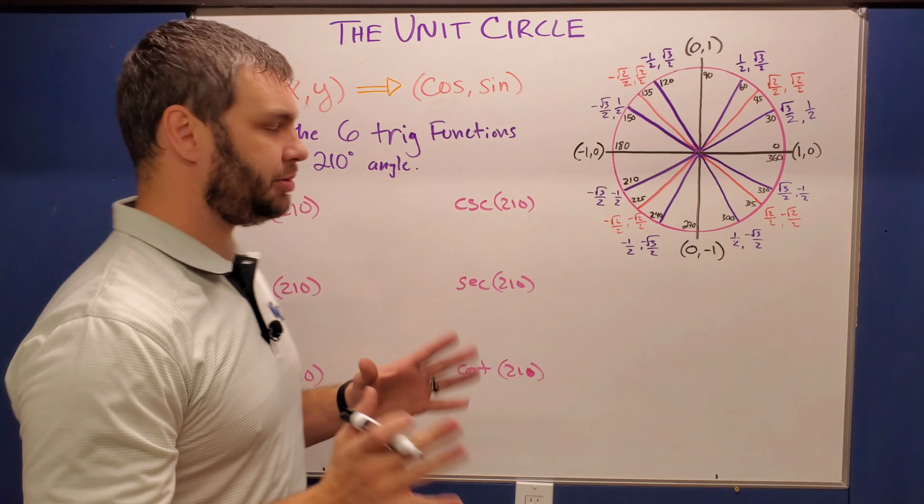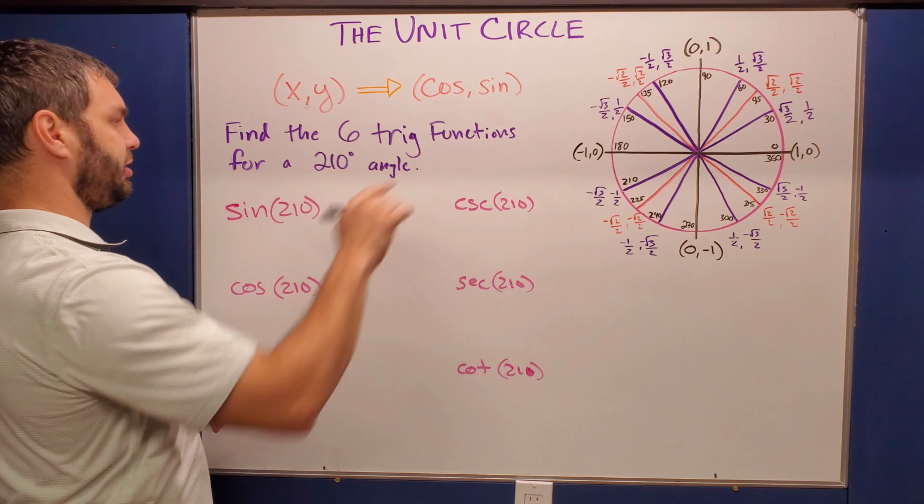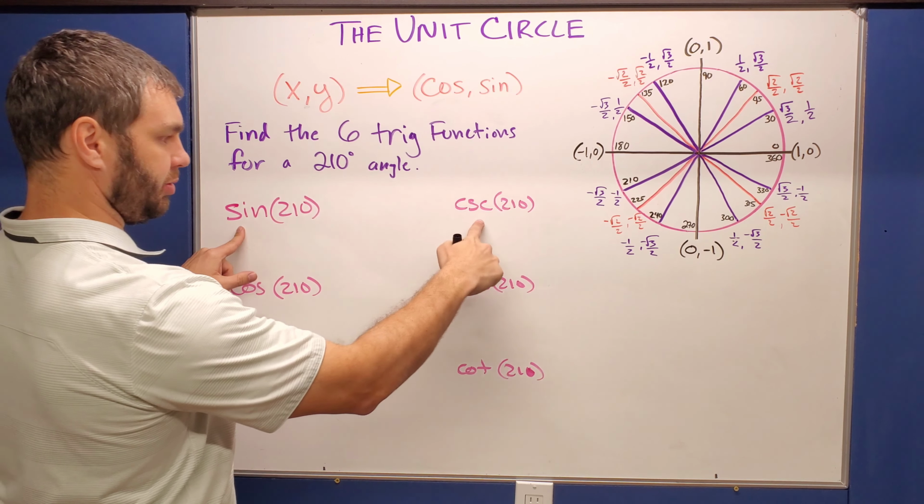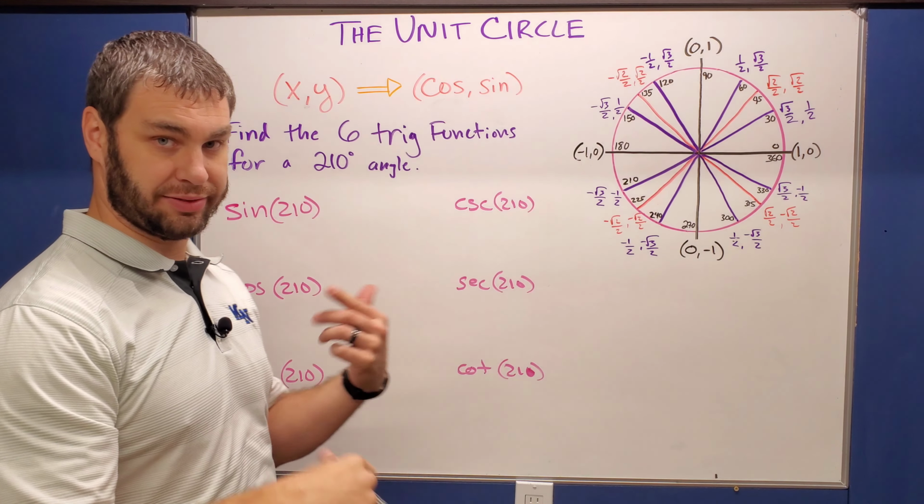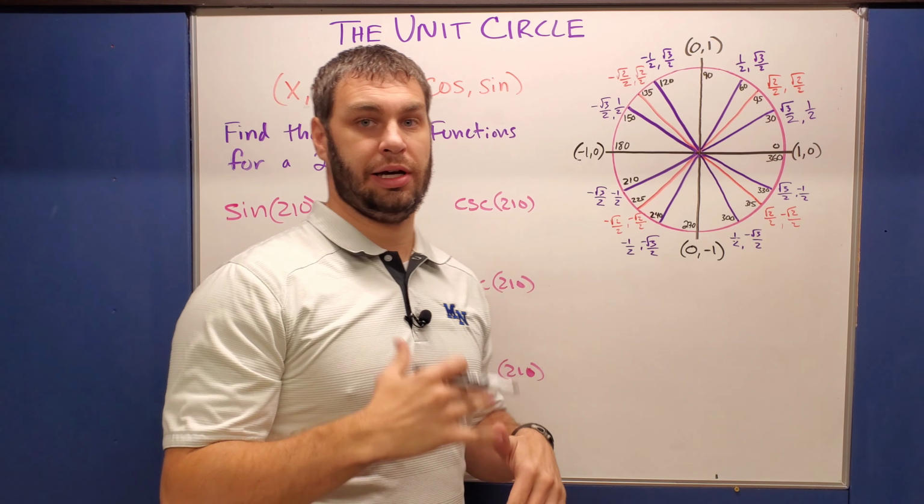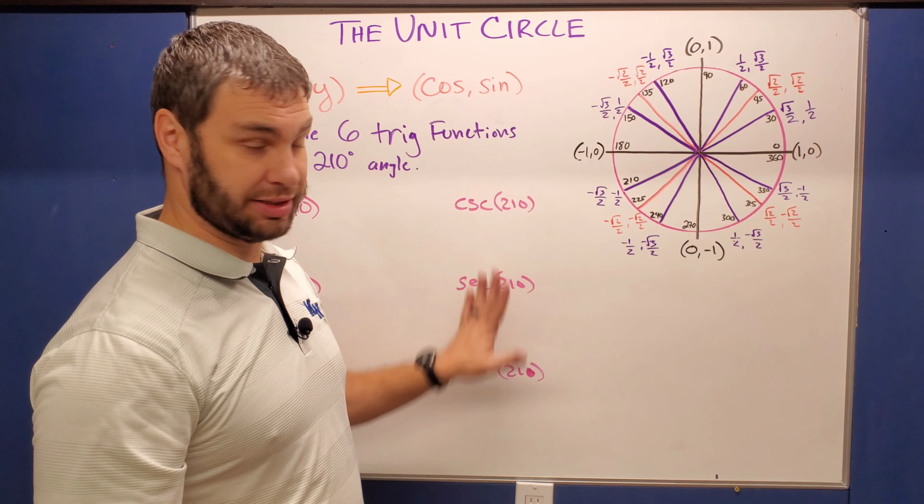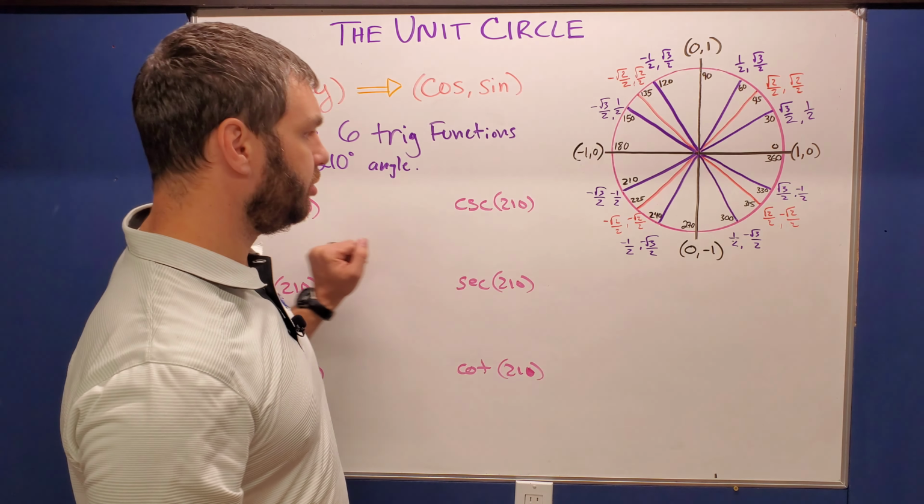All right, this time we're going to be asked to find the 6 trig functions for a 210-degree angle. So sine, cosine, tangent, those are our normal 3. But remember, sine goes with cosecant, cosine goes with secant, and tangent goes with cotangent. So we'll have to flip our fractions to figure out what those other 3 are once we get to those points.